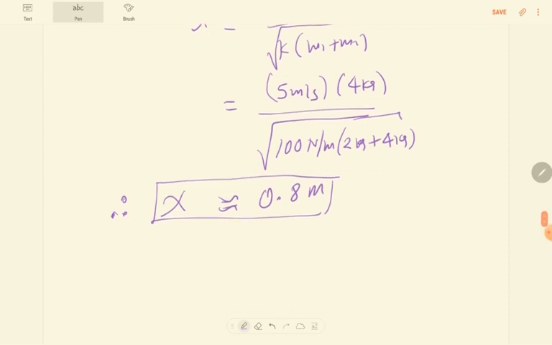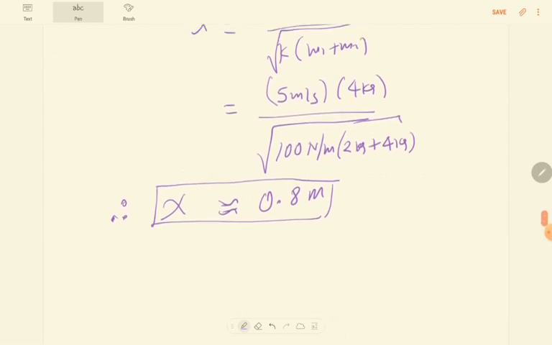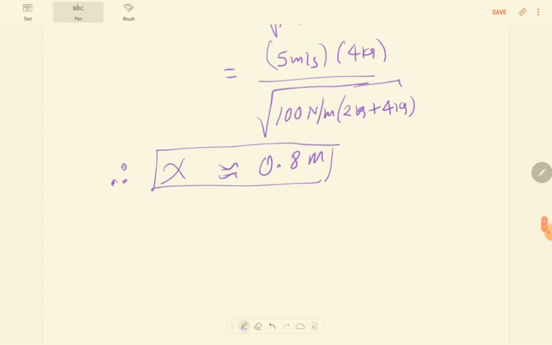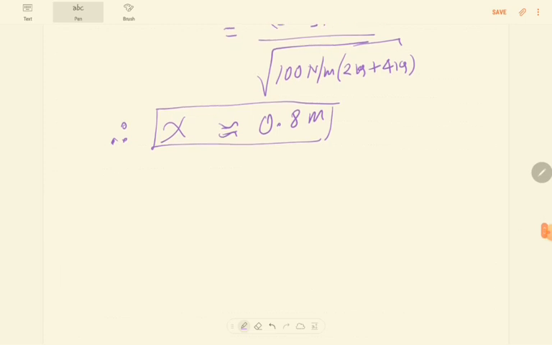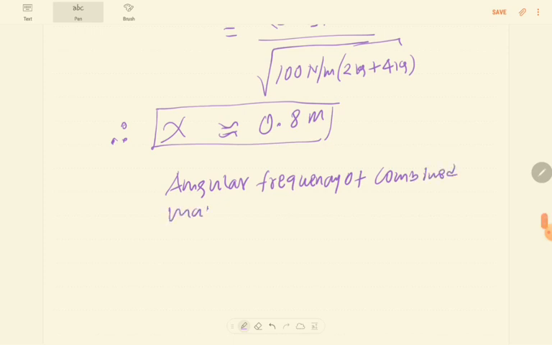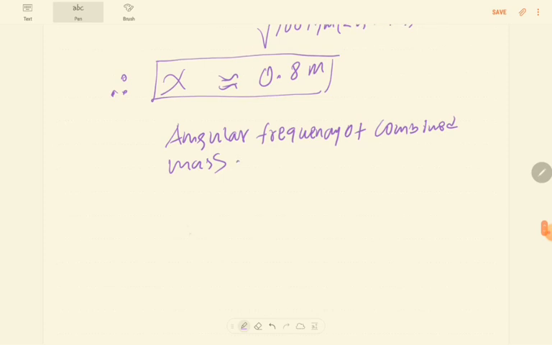That's nice. And finally, what we need to find from our question now: after the two masses combine, what happens? Oscillation occurs in our mass-spring system. So the oscillation will have its own angular frequency. So the angular frequency of the combined mass will be what? Here the angular frequency will be the square root of the spring constant divided by the combined mass, that is m1 plus m2.